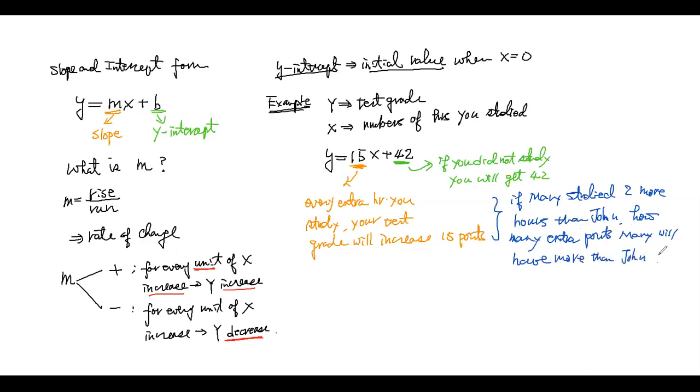Okay, so based on this model, if Mary studied 2 more hours than John, so if John studied 6 hours, Mary studied 8 hours, then how many extra points will Mary get more than John? It's 2 times 15, so it's 30. So the 15 is the rate of change. Every extra hour is 15 points. So that's what we said the slope means here.